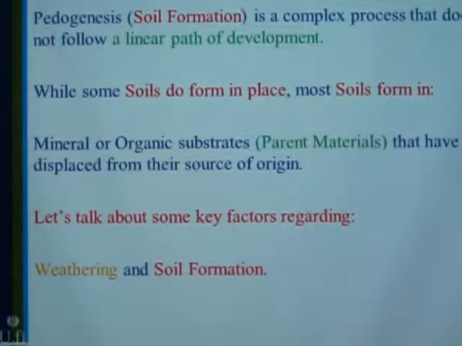In soil formation, we have two kinds of process: systematic and random, or unsystematic. What does systematic mean? It means one direction, moving step by step, where the next step is a response to the previous step. But if it's random, the process works in all directions, and you don't know which direction started before the other. So the soil process doesn't follow a linear path of development. We will know why.